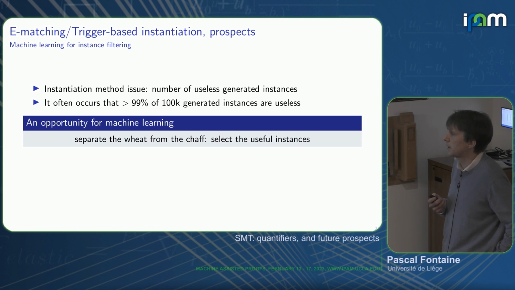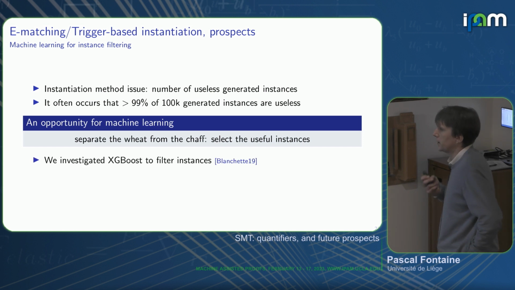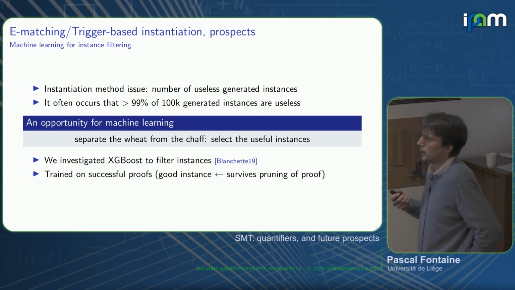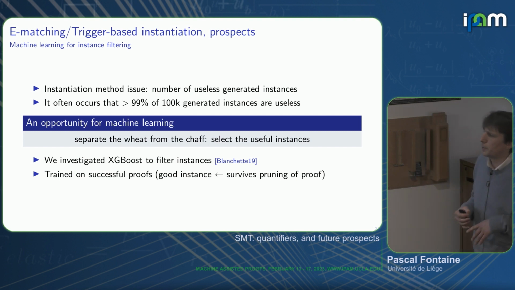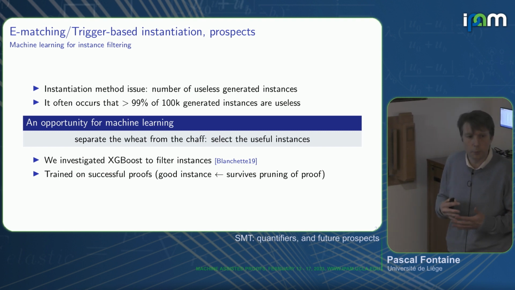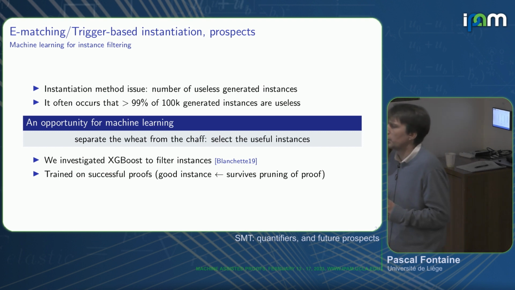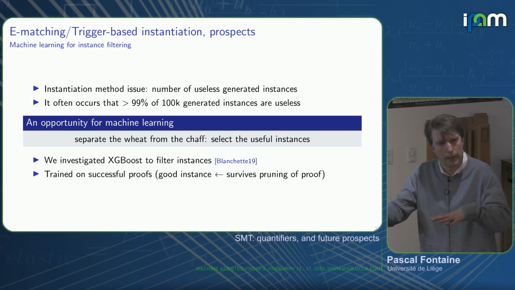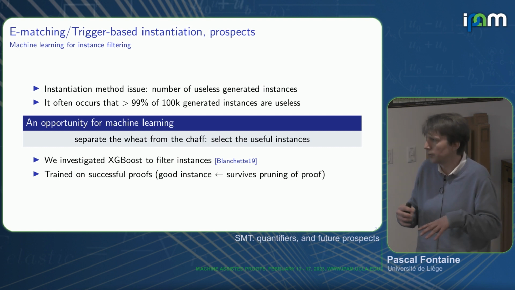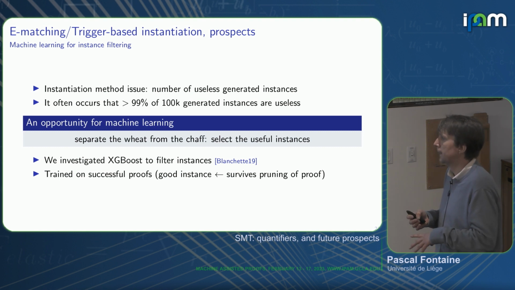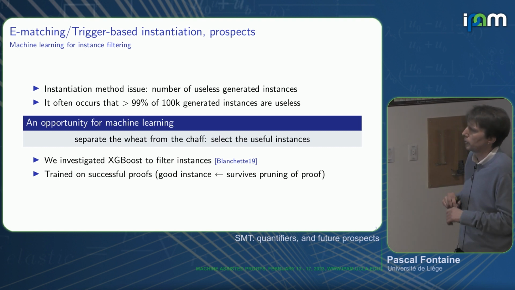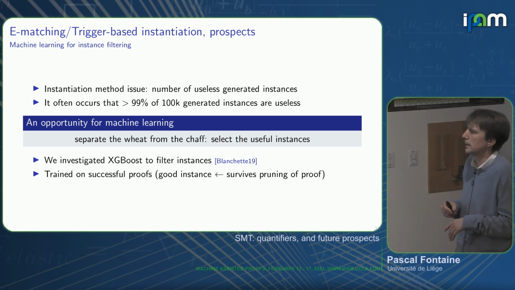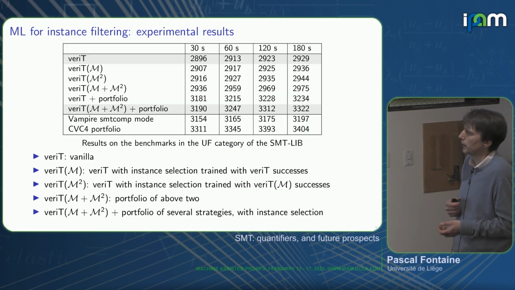And we have been trying some things there. So we investigated XGBoost to filter instances. We train the technique on successful proofs, so the proofs that we can do. And what we call a good instance is the one that survives pruning of the proof. So we take the proof, we eliminate whatever has not been used in the proof, and whatever remains is what is useful. So that allows us to tag instances as good instances and bad instances, and this is used to train the model.